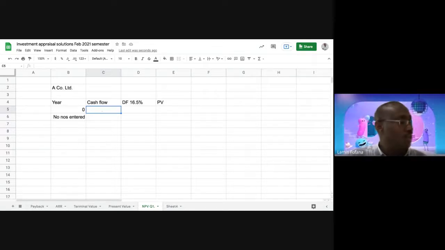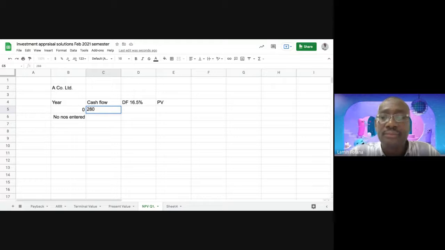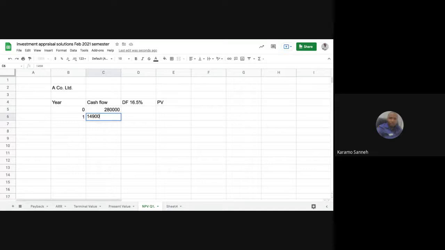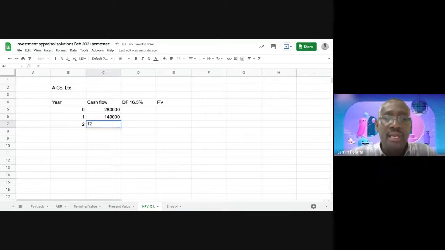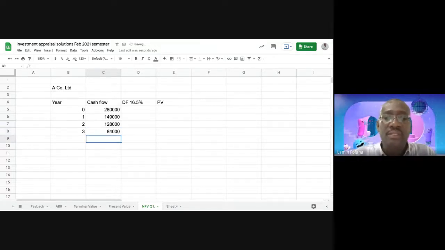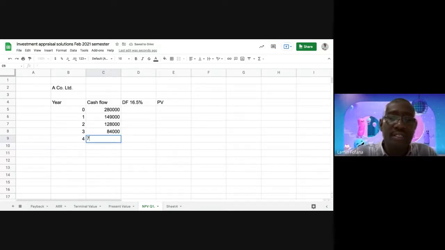Okay, good. So now our first cash flow for year 0 is 280,000. For year 1 is how much? 149,000. 128,000. 84,000. 70,000.